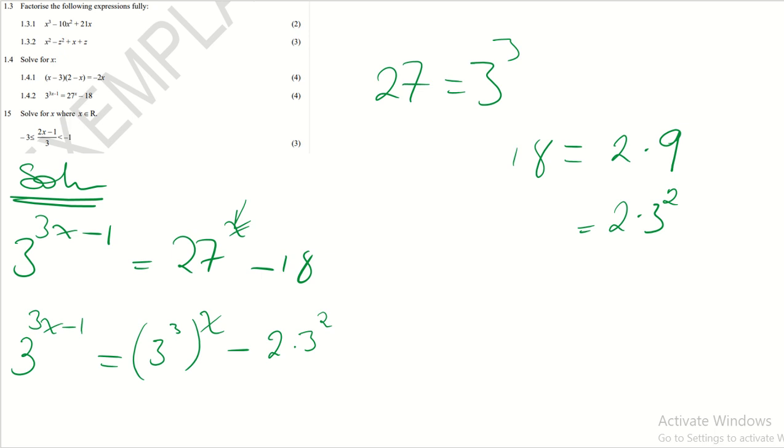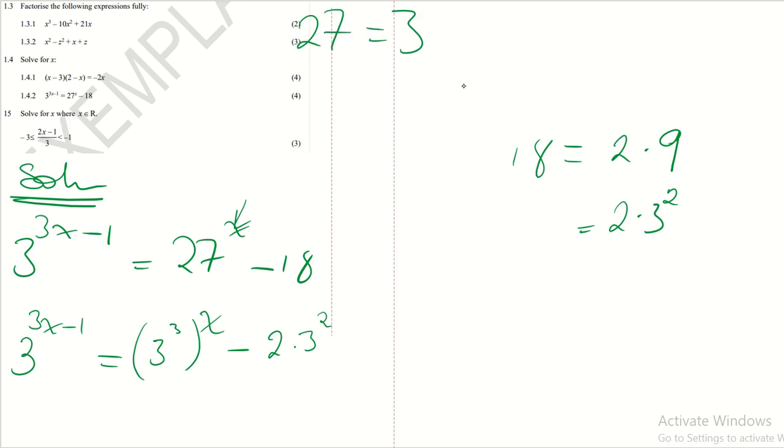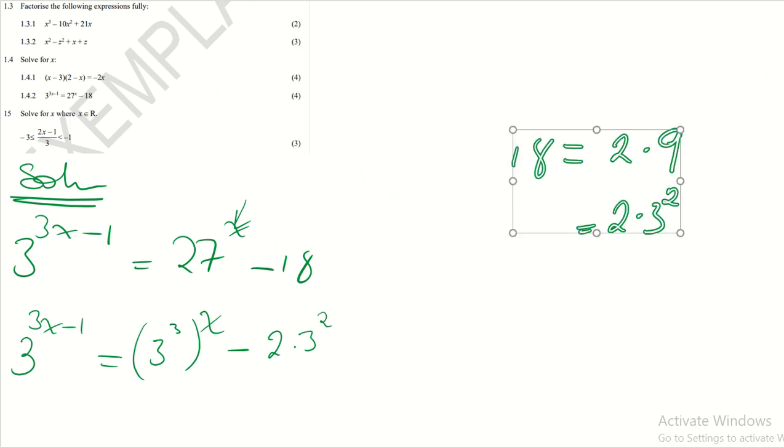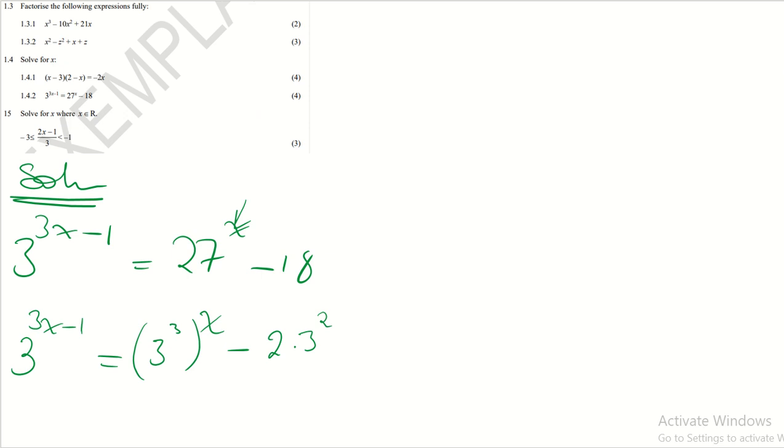This is what happens. 3 to the power 3x times 3 to the power negative 1 is equal to 3 to the power 3x minus 2 times 3 to the power 2.